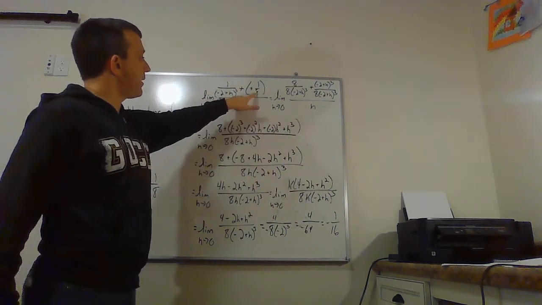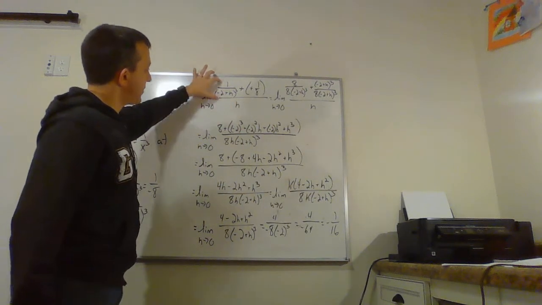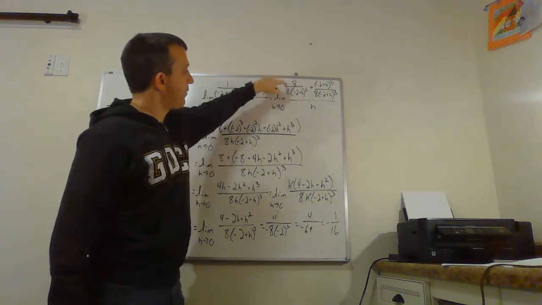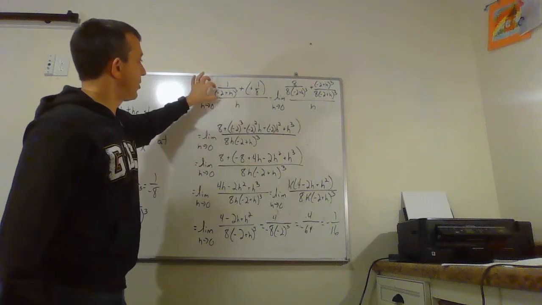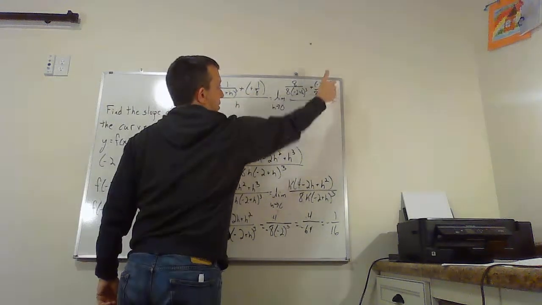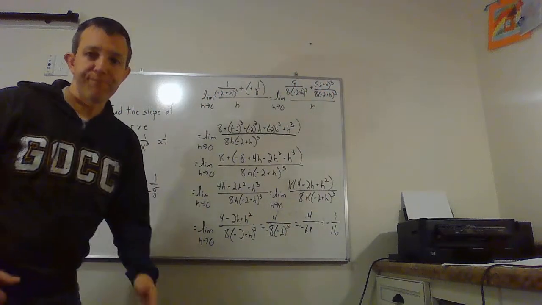My common denominator then is 8 times (-2 plus h) cubed. So the first fraction has to be multiplied by 8 over 8 because I'm going to try and put these together. So I get 8 over 8 times that (-2 plus h) cubed. And the second fraction has to be multiplied by (-2 plus h) cubed over itself, giving us (-2 plus h) cubed over 8 times (-2 plus h) cubed. And it's still all over h.